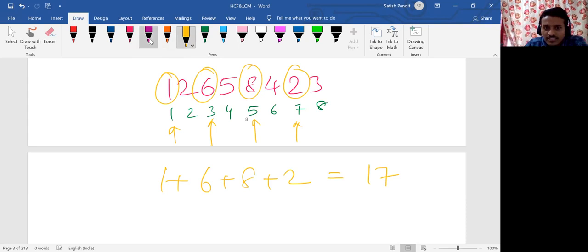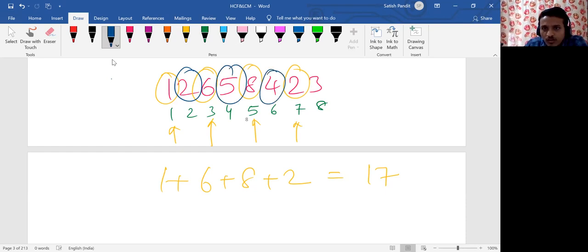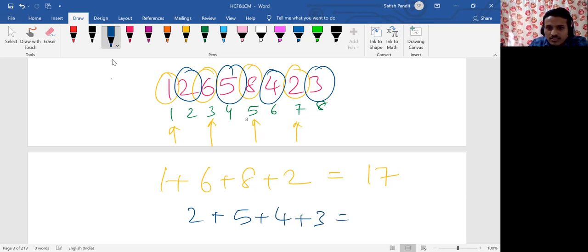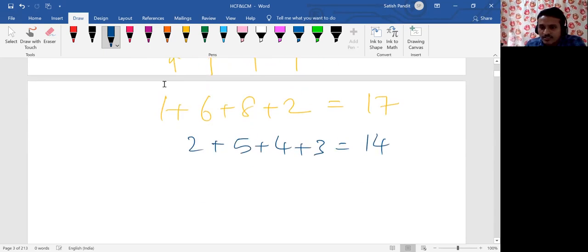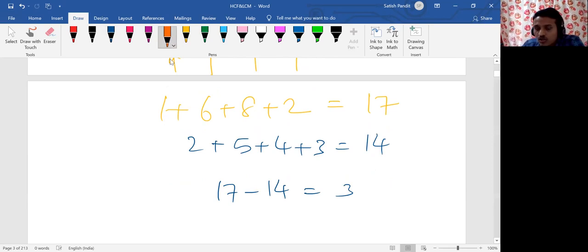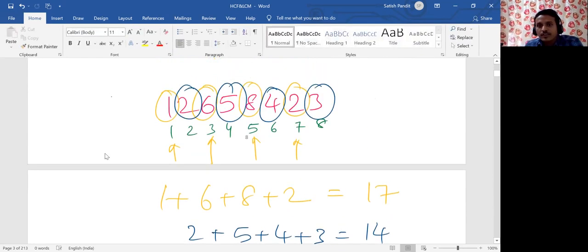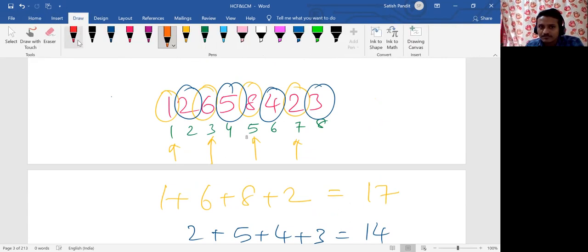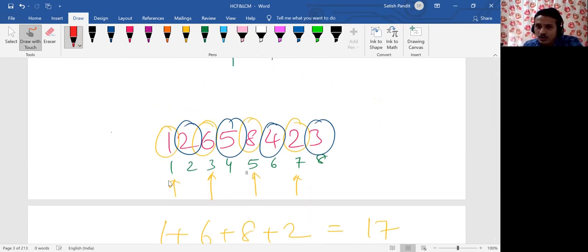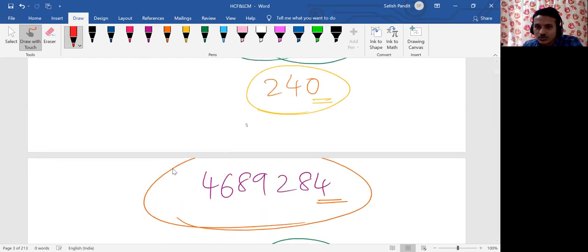Now we are also going to add the digits at the even places, 2, 5, 4, and 3. So 2 plus 5 plus 4 plus 3 is 14. Next we find the difference. So 17 minus 14 is 3. Since this is not 0 or a multiple of 11, the given number 1, 2, 6, 5, 8, 4, 2, 3 is not divisible by 11. I hope that is clear. Once you know this, you will be able to go in ascending order when you are finding the prime factors. That is the reason I told you this.